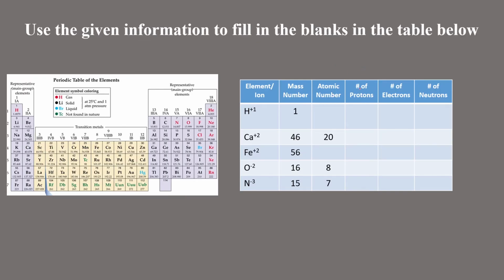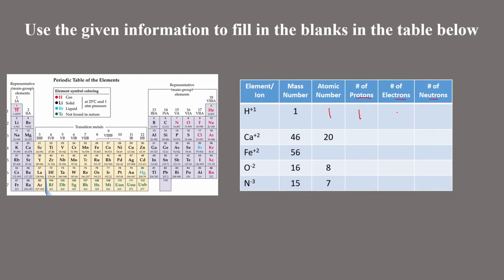Let's do some practice to find the number of protons, electrons, and neutrons for ions. In the first example, I have hydrogen plus 1, which is a hydrogen cation. Its mass number is 1. The atomic number for any element you can get from the periodic table. It never changes. It is the identity of the element. The atomic number is 1, and this atomic number is actually the number of protons.